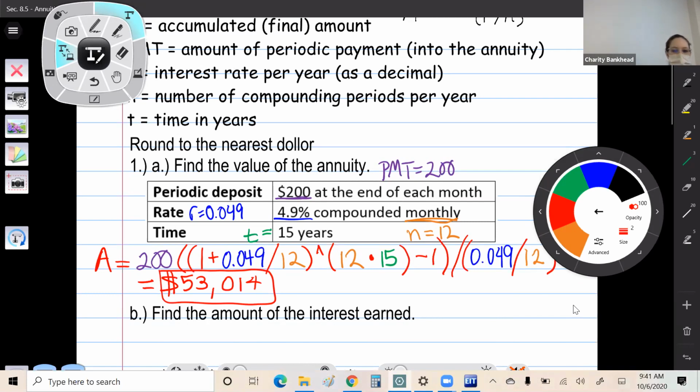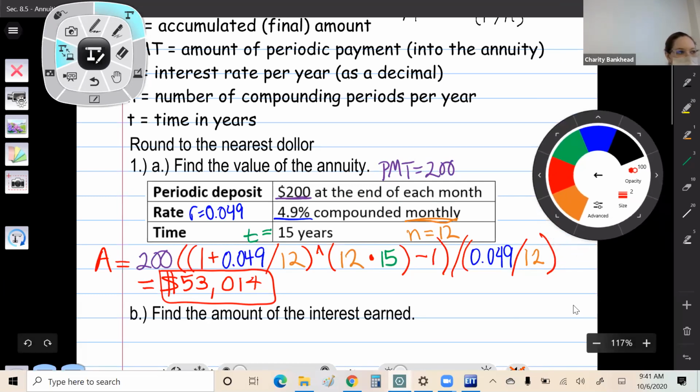So what we're saying here is if you have an account that earns 4.9% interest compounded monthly, and then you deposit $200 into that account at the end of every month for 15 years, at the end of those 15 years, you would have $53,014 in that account. Okay. So any questions about that?